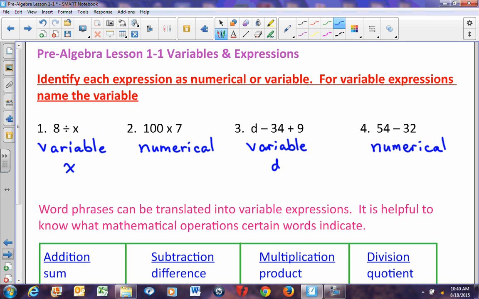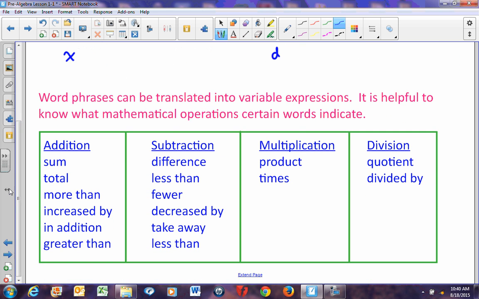Now, you can change a lot of word phrases into variable and numerical expressions, but only if you know what some of the mathematical words mean. It's helpful to know what mathematical operators indicate certain things. So, I have this little table for you. They're not all listed here, but the basic phrases that you will see that indicate addition, subtraction, multiplication, or division are listed here. For example, the word sum, the sum of 2 and 4, implies addition. If you say total, what is the total of 15 and 2? That means you're going to add them together.